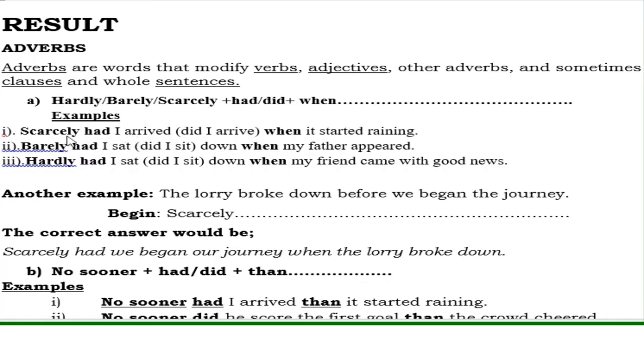Or we can say, scarcely did I arrive when it started raining. Notice the change of arrived to arrive when we use did. When we use did, we cannot say scarcely did I arrived. We cannot say that because did is in the past and arrived is also in the past, so we interchange them there. So the verb changes to present simple here.